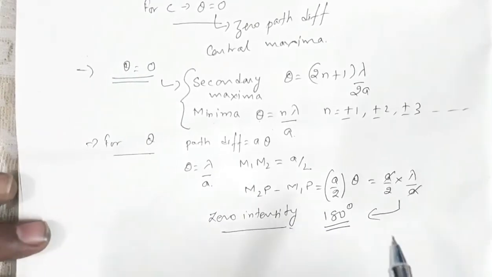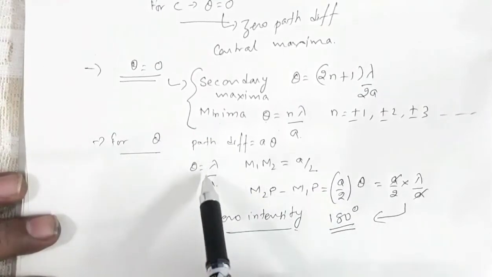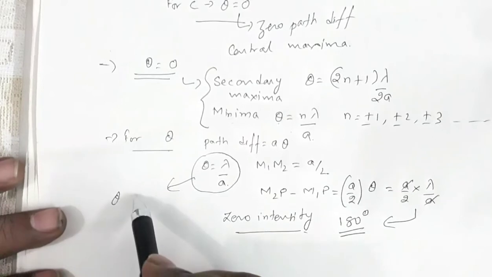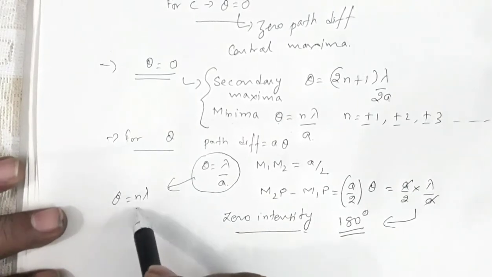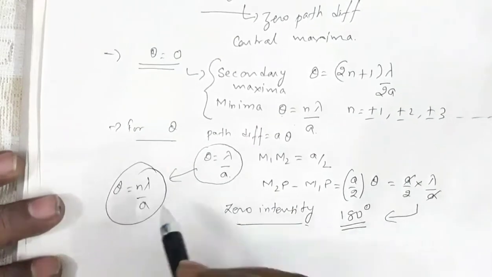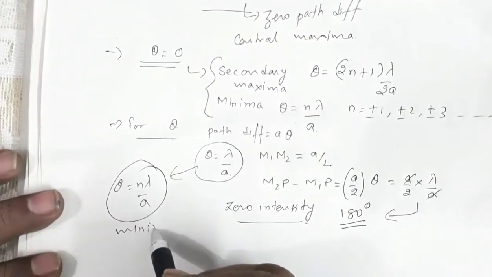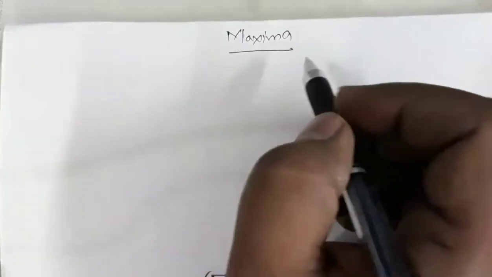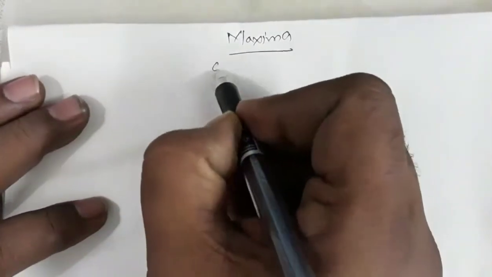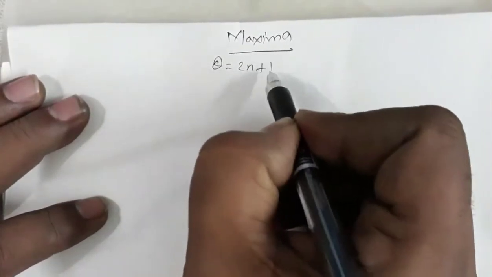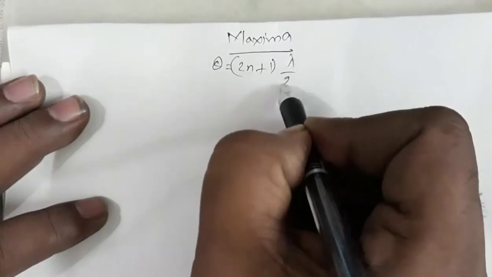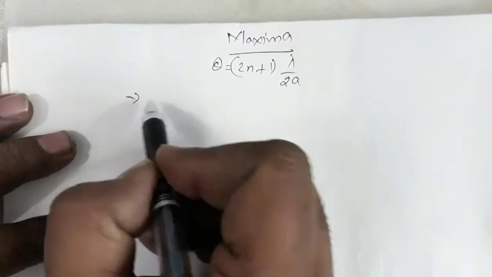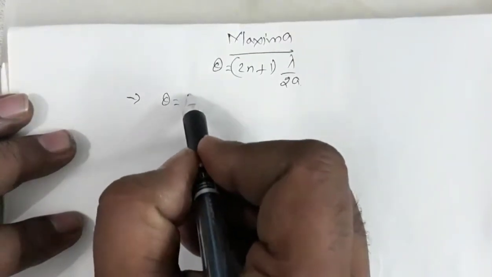So it is for this reason, for theta equal to lambda by a. In general we have the condition for minima: theta is equal to n lambda by a. So this is the condition for minima. Now let's see what happens for maxima. For maxima we have written theta is equal to (2n+1) lambda by 2a. So for n equal to 1, theta is equal to 3 lambda by 2a.